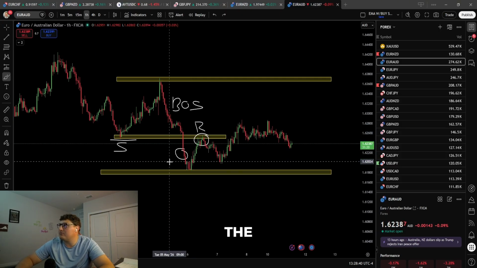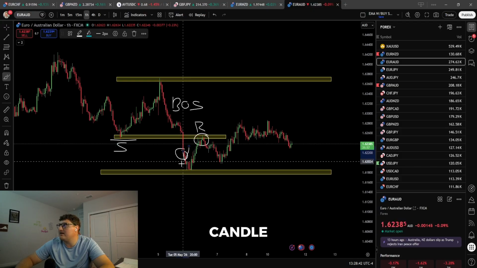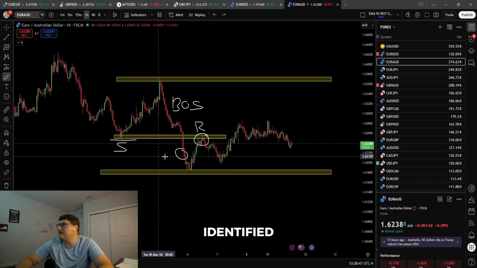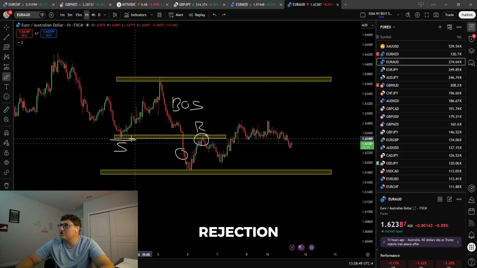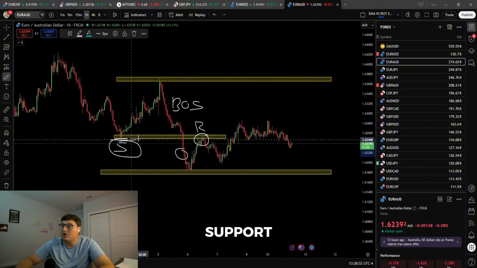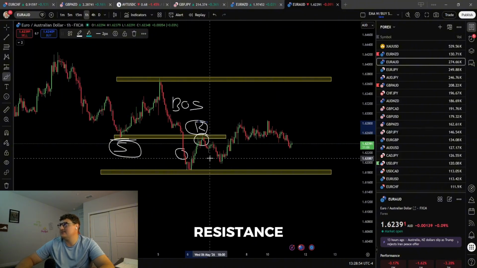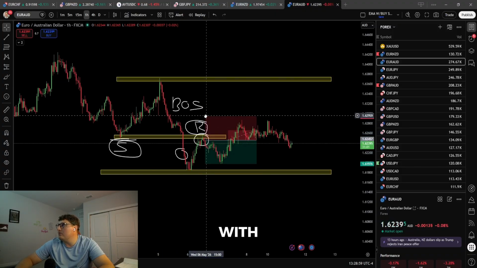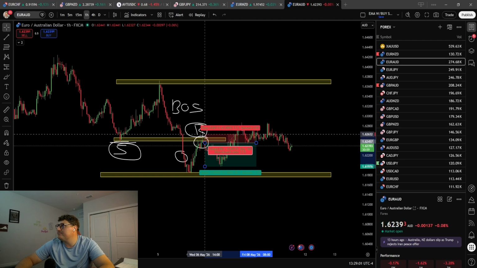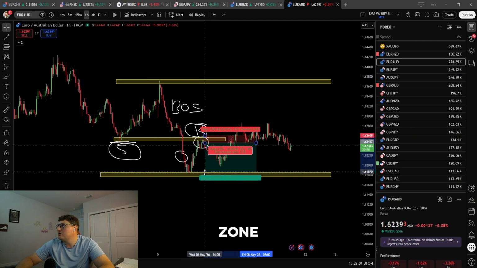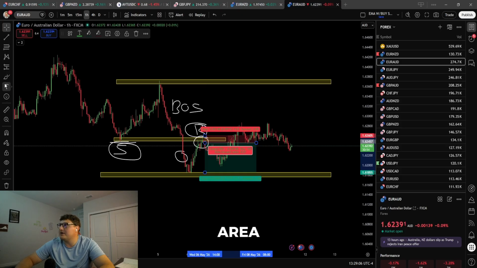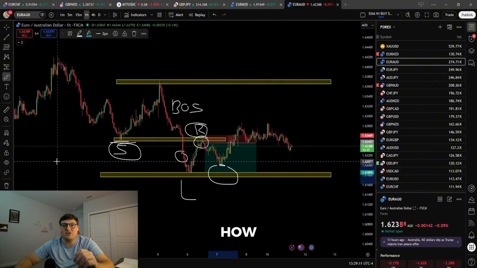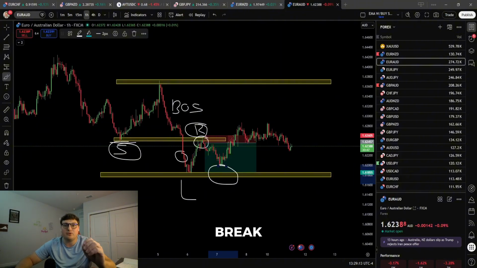Now that we broke down through the previous support, we waited for the new candle closure underneath the previous support. Now that we've identified those, we can wait for a rejection at the old support, which is now the new resistance. This is when you would look to enter a short position with a very tight stop loss right around the last key zone, with your bottom area, your low that we identified, as your target. That's how you identify a downside break of structure.